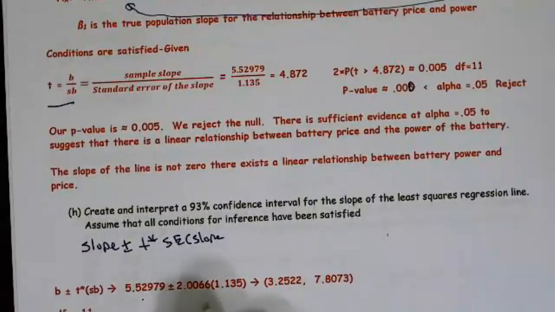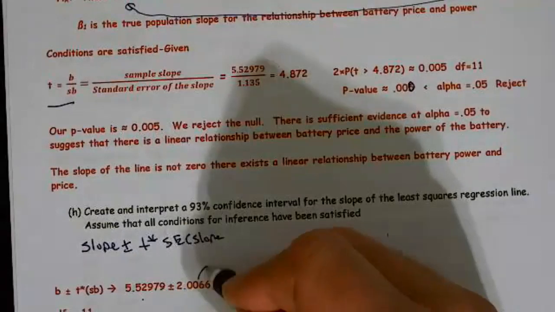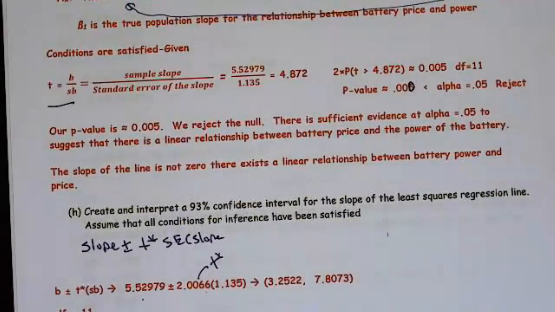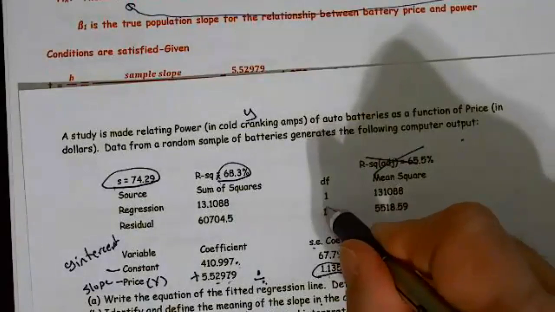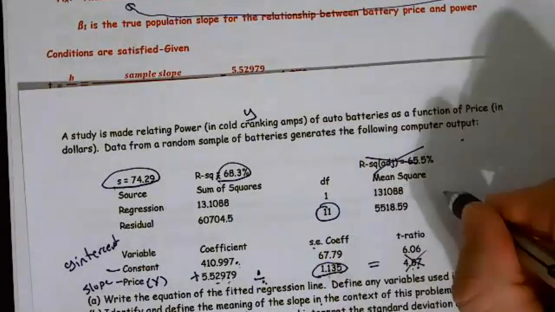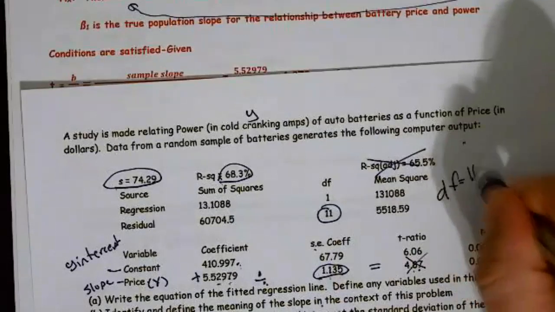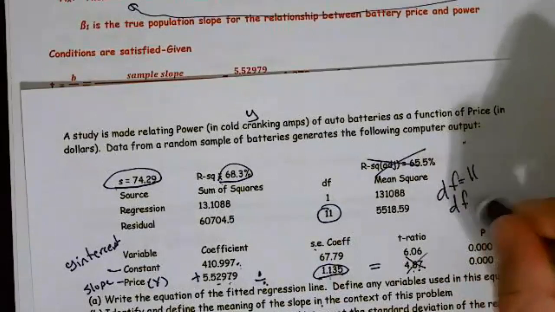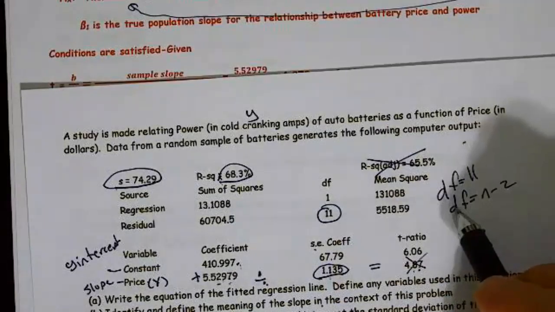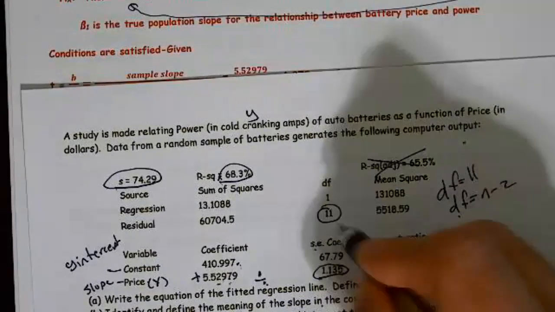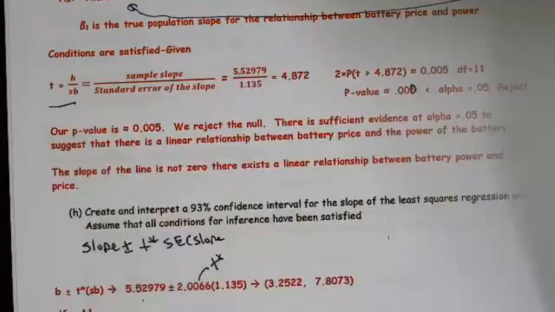So slope, there's a SE, but I need to calculate this T star. Well, I need to know how many degrees of freedom they have. Right here I have 11. So that tells me my degrees of freedom is 11, and my sample size happens to be 13, because degrees of freedom is n minus 2. So in this case my sample size must have been 13, but my degrees of freedom comes right there from the residual, which is 11.